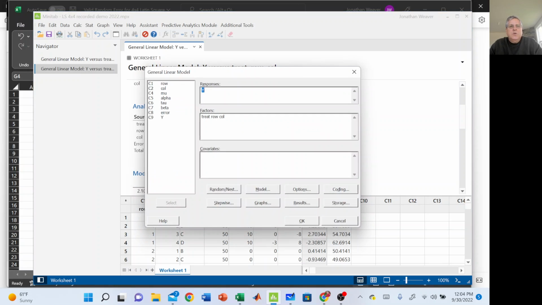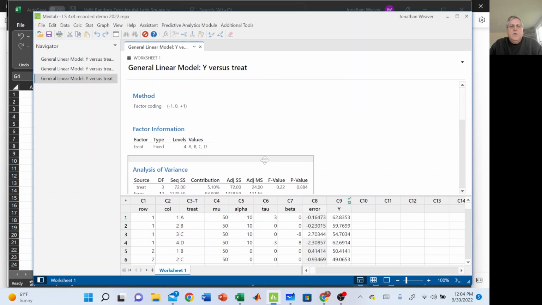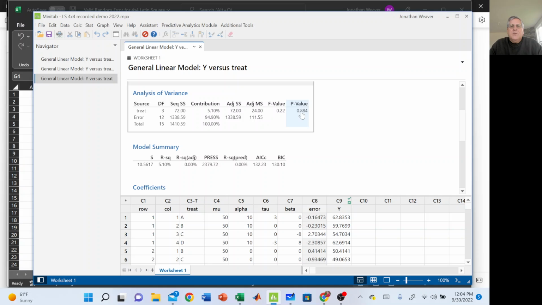Clearly, if I just ignore those 2 blocking factors, we will not detect a difference. You're not going to say, yeah, I reject the null hypothesis with 88% chance I made a mistake, right? I hope you wouldn't say that.